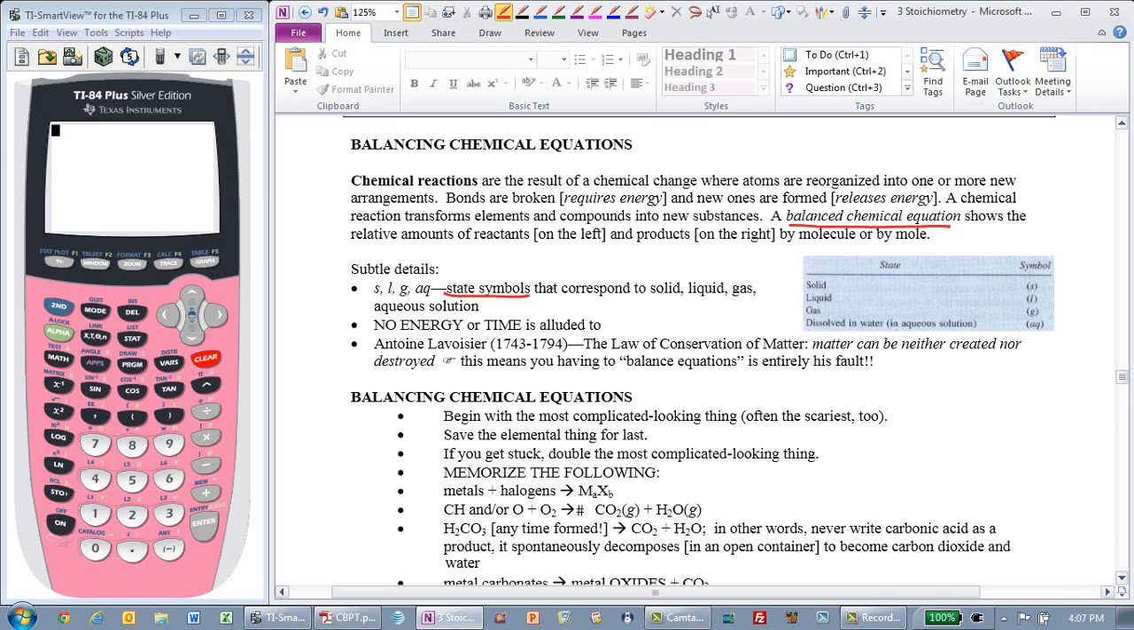So Antoine Lavoisier, and yes, this is a Texas twang. No, it's not going away. I may have just butchered that, but that's how I learned to say it.